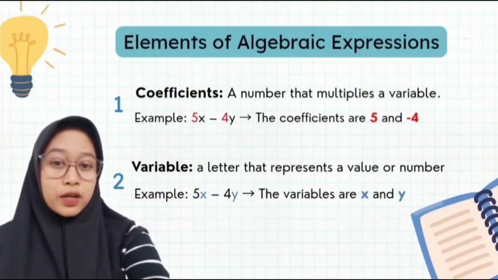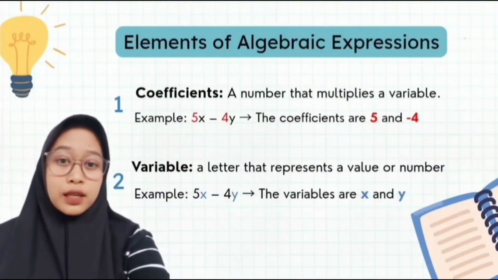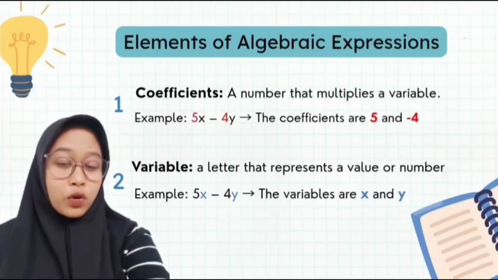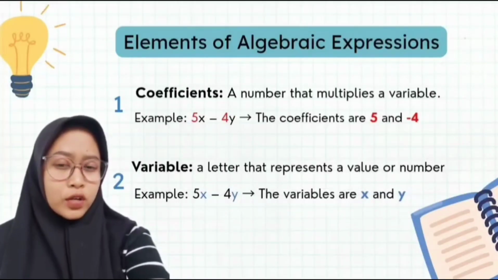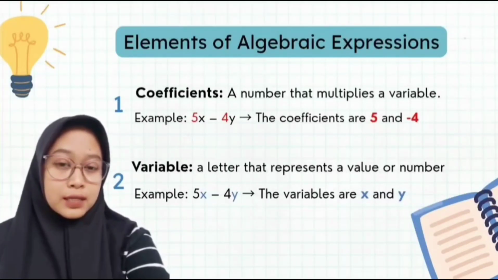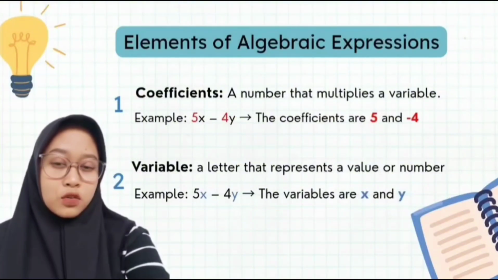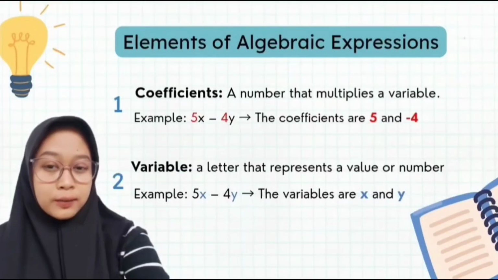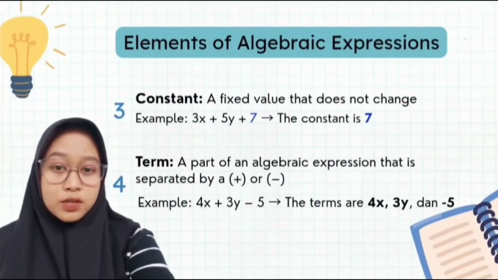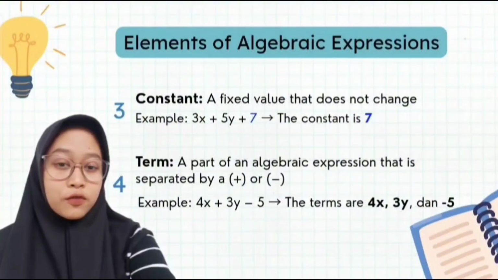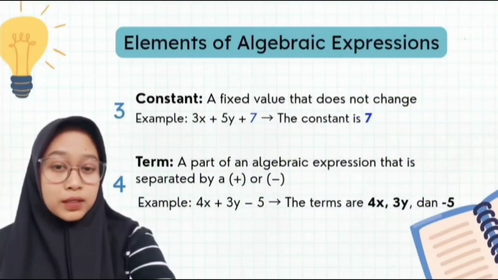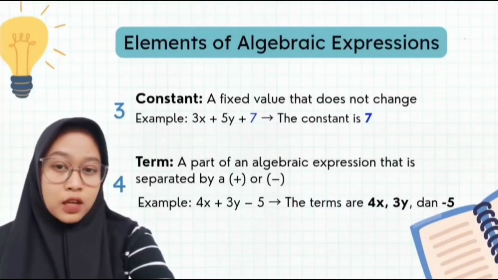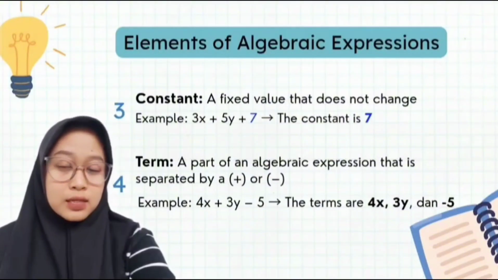Number 2 is variable. A variable is a letter that represents a value or number. For example, 5x minus 4y, so the variables are x and y. Number 3 is constants. A constant is a fixed value that does not change. For example, 3x plus 5y plus 7. So the constant is 7.